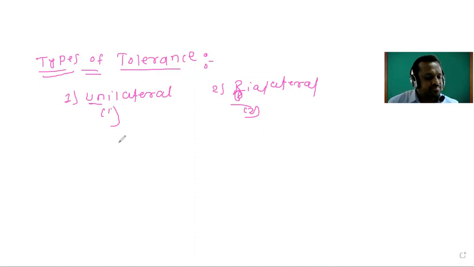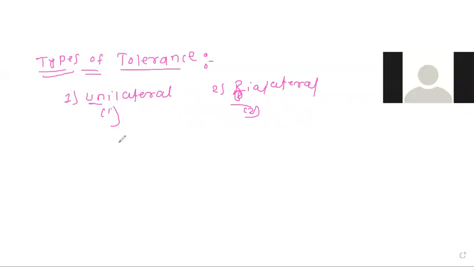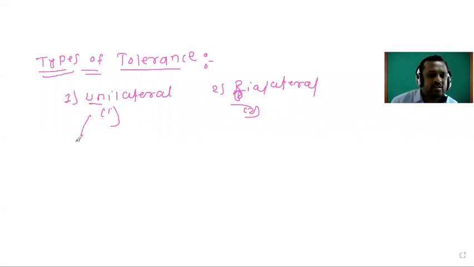Is it correct or wrong? Uni means one, na? Unit, one. And bi means two. Yes or wrong? Yes, sir. Okay. Then what is meant by the unilateral tolerance? Please tell me first. What is the definition for that?